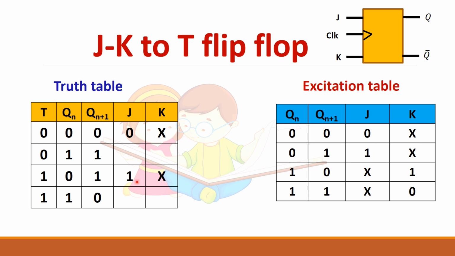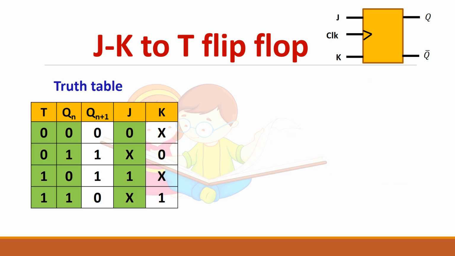Next we have next combination 0 1. You check for 0 1 here. So what is the J and K value here? 1x. So that can be included here. Next for 1 0 combination, check 1 0. So x and 1 should be there. So here we have x and 1. Next for 1 1, x 0 is there. So include x 0 here.